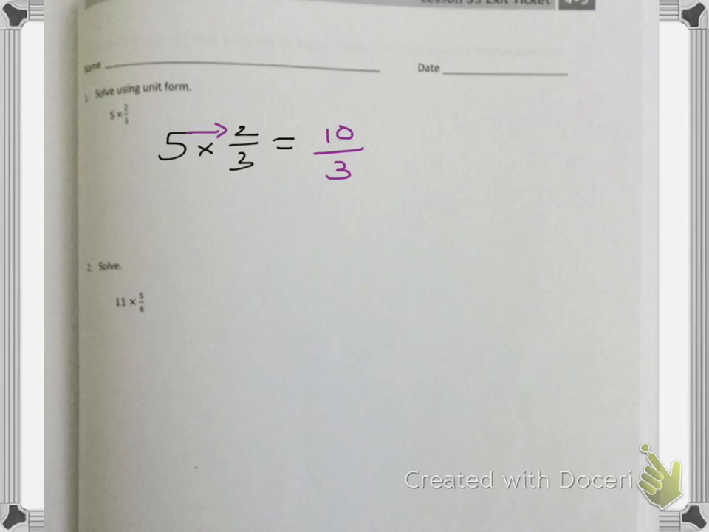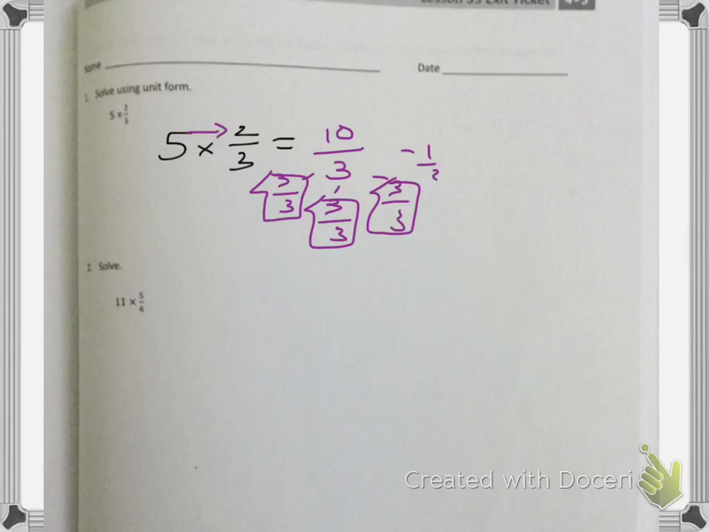And to find the mixed number, we can skip count here, or you can use the number bond. It is up to you on how you want to solve. But I have 3/3, 6/3, 9/3, and I'm going to have a tiny 1/3 left over. So this is going to be 3 and 1/3.